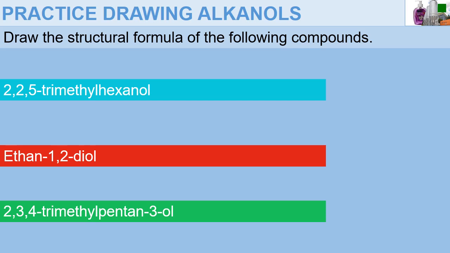I'm going to assist you to draw ethane-1,2-diol. Since it is ethane, it has 2 carbon atoms, and it is a diol, that means it has 2 functional OH groups, and therefore the structure is drawn as follows. This is ethane-1,2-diol.